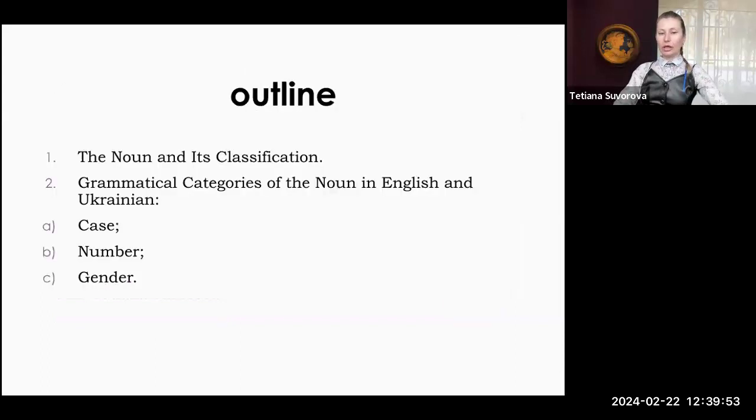Well, so the outline. Here, as you can see, the plan of our work. Today, we are going to discuss the noun and its classification, compare things in both languages, grammatical categories of the noun also in both languages, among which we are going to discuss the case, the number, and the gender, and certainly compare things and point out the peculiarities that are common and isomorphic and allomorphic in terms of the comparative grammar.